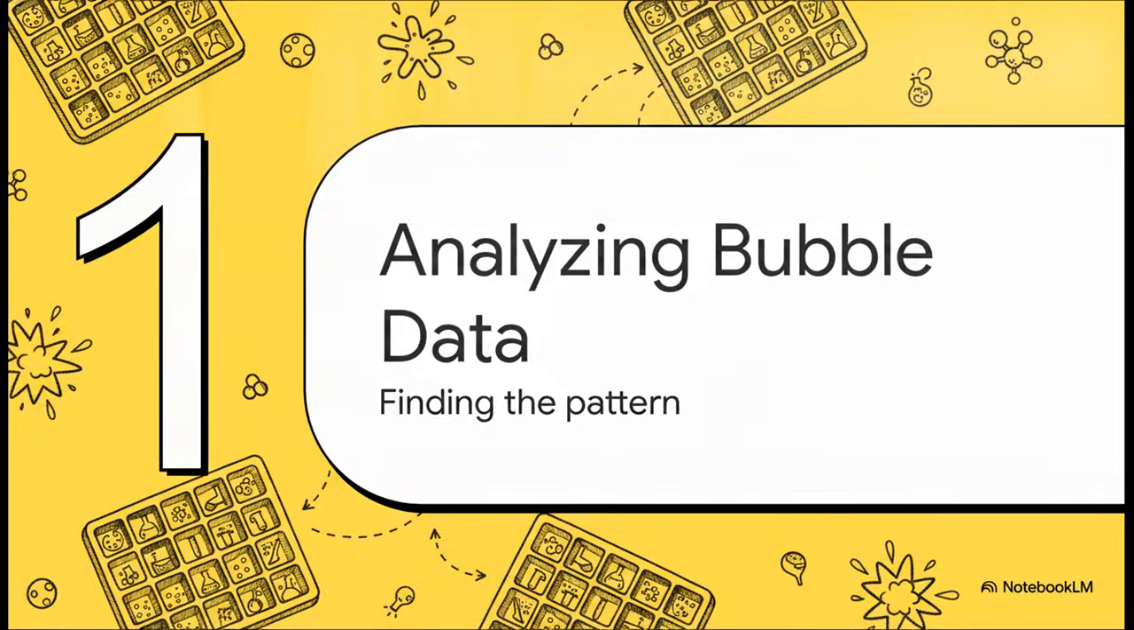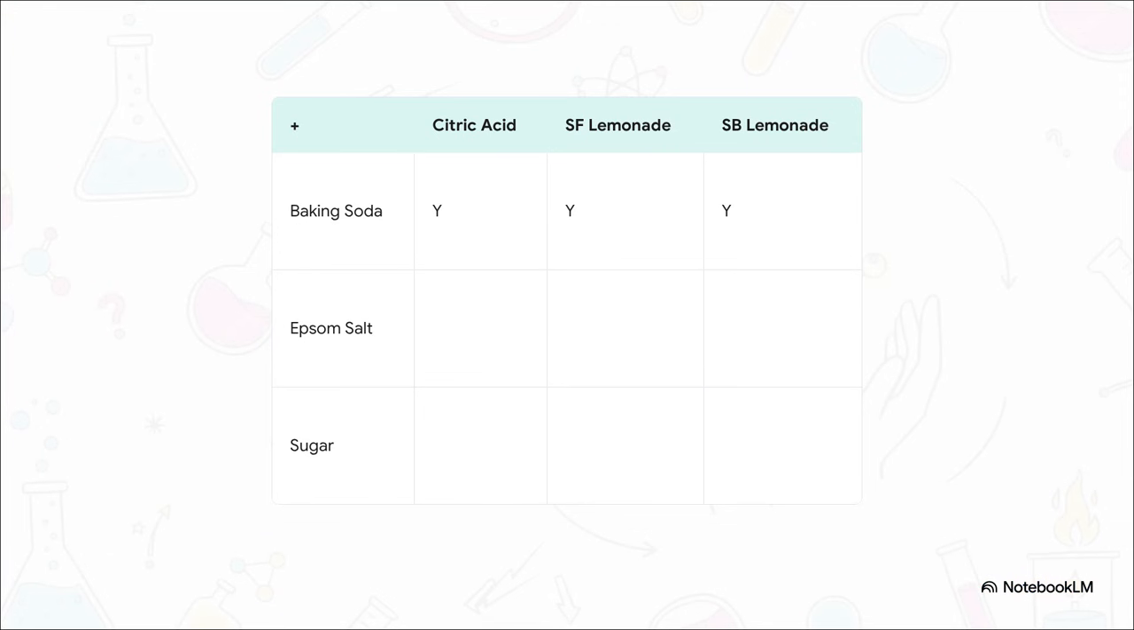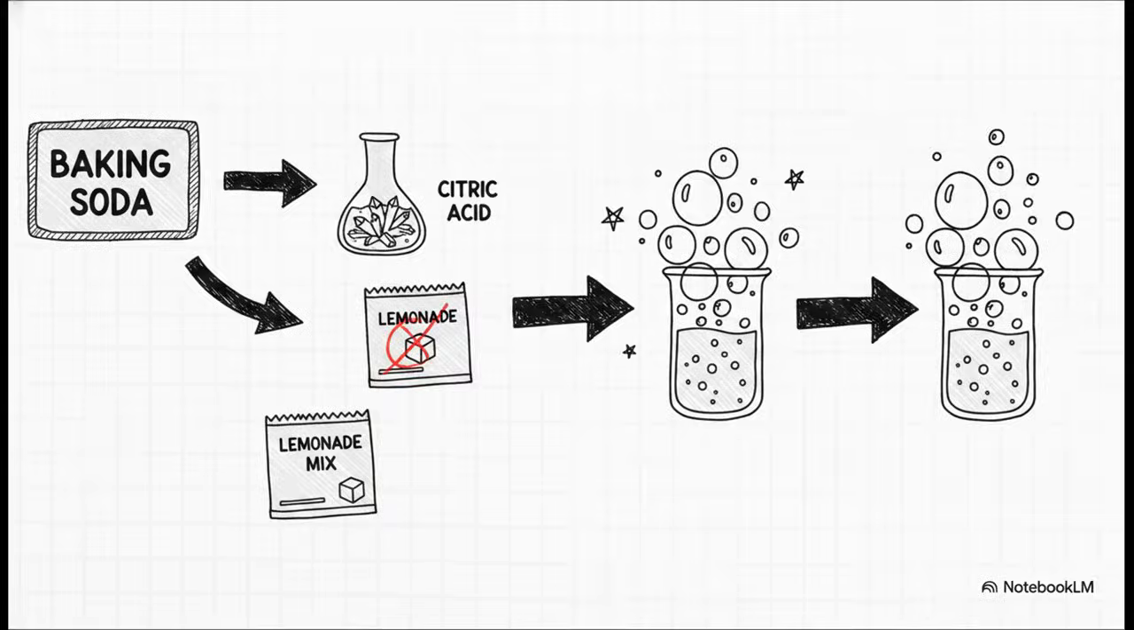Section 1. Analyzing the bubble data. Let's fast forward to the results. Check out this 9x9 data matrix. Almost every single intersection is totally blank, meaning no reaction happened. But wow, a pattern instantly jumps out at the baking soda row. As you can see, baking soda produced a gas only when mixed with water and 3 very specific ingredients. Everything else, completely flat.